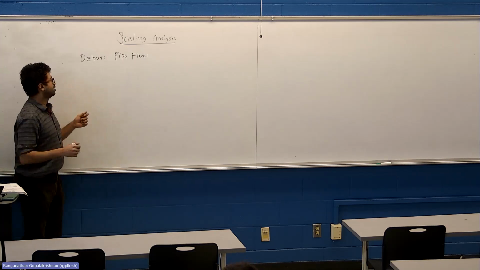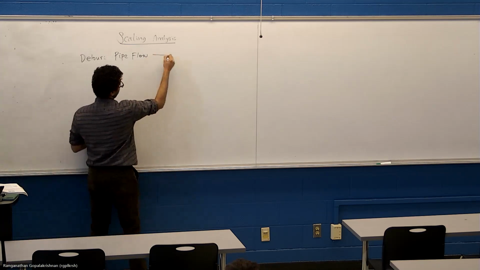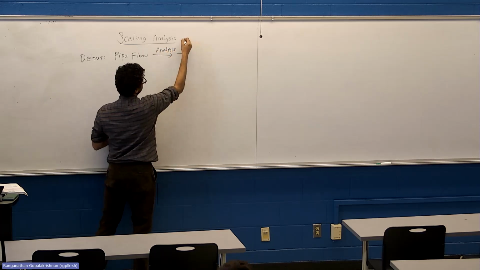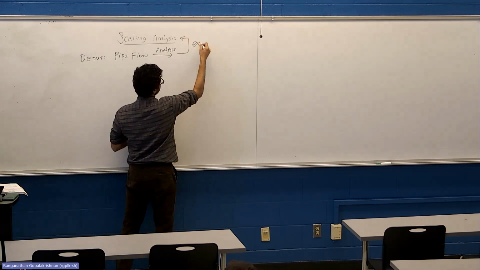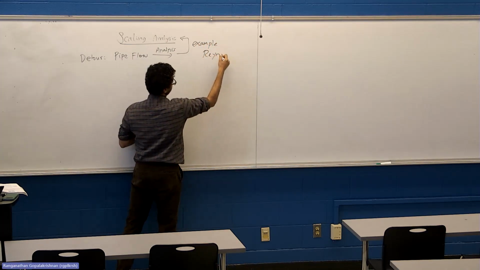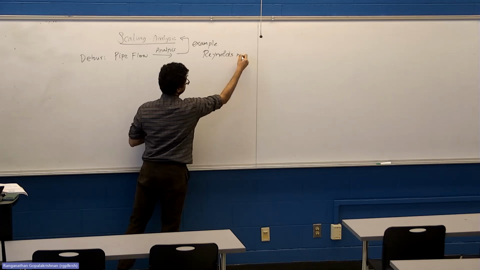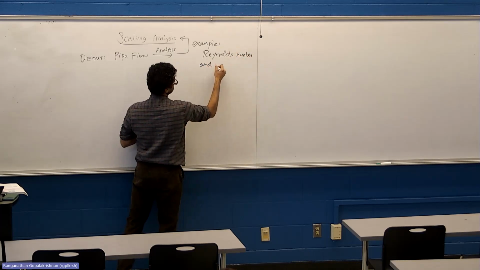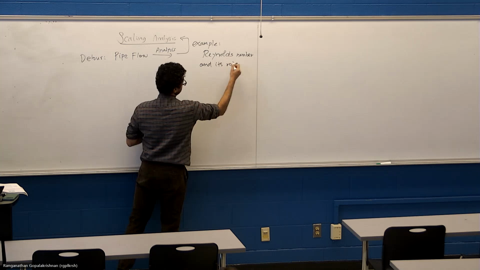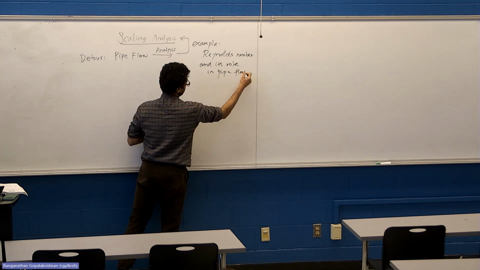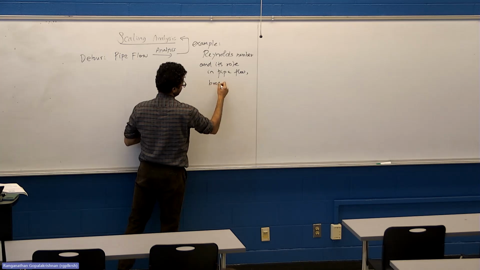studied before. So once we analyze pipe flow, we'll then come back to scaling analysis to see an example, especially the derivation of what is famously called the Reynolds number and its role primarily in pipe flow and broadly in fluid mechanics.